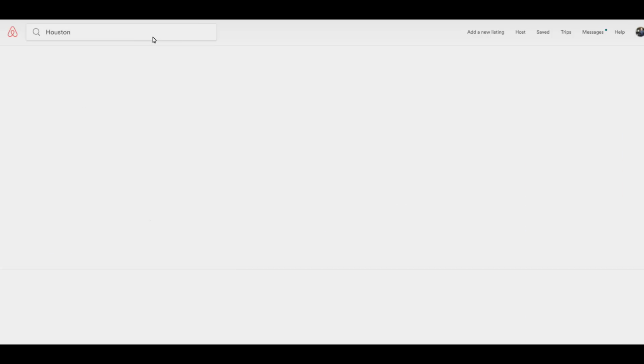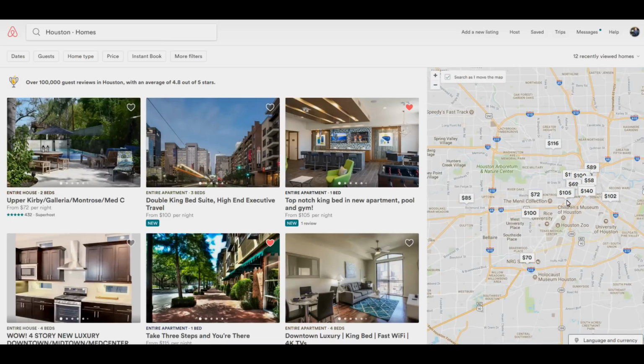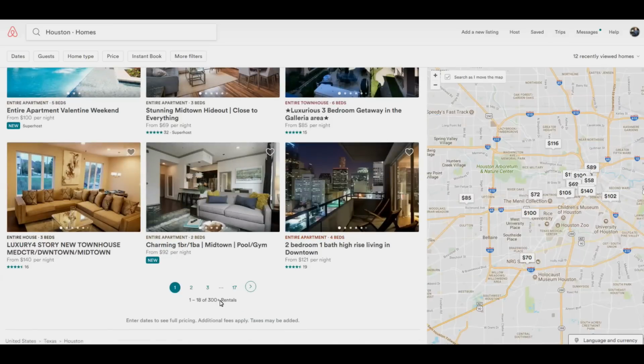So we're going to go to Homes in Houston. And we like to pull up the map on the right. The map is what we really want because this is how you define your area in order to whittle down the total number of spaces. You see down here, it shows that there's over 300 rentals in this search parameter. We're going to want to get that down under 300 so we can start working with percentages. But currently, we're just looking at prices.